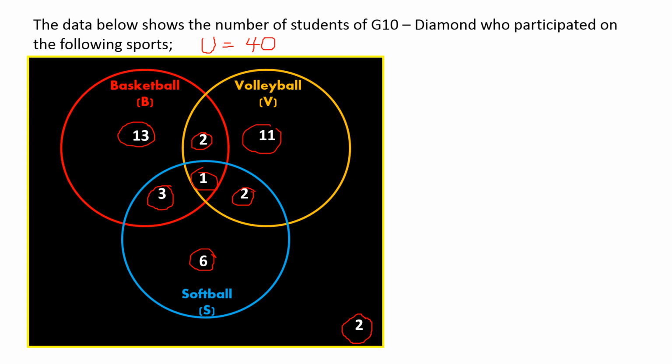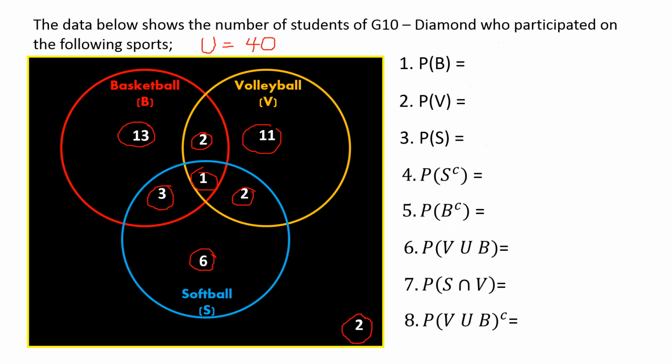So let us now start. Number 1, the probability of B, or basketball. On our basketball, we have the numbers 3, 13, 2, 1, 3. We simply sum up all of this: 13 plus 3 plus 2 plus 1. This gives us 19. 19 over 40 will be the probability. Again, the 40 came from the total sample space that we have, while 19 came from the total of the frequencies inside the basketball, which are the numbers 13, 2, 3, and 1.